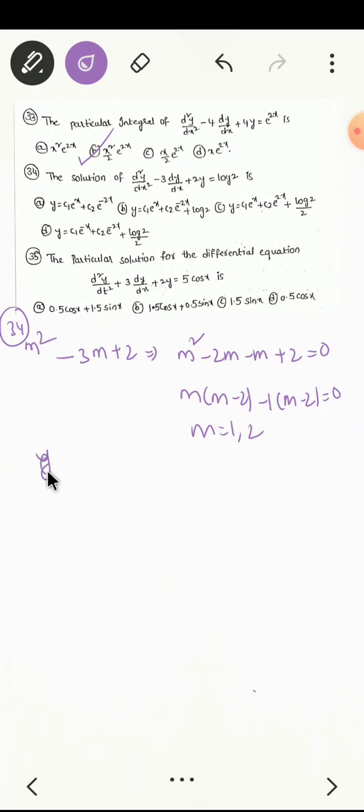So y, first find complementary function: c1 e raised to power x plus c2 e raised to power 2x. Can we tick by knowing this thing? Yes, here we have, but we have this thing also. We should find particular integral also. Come on, find particular integral.